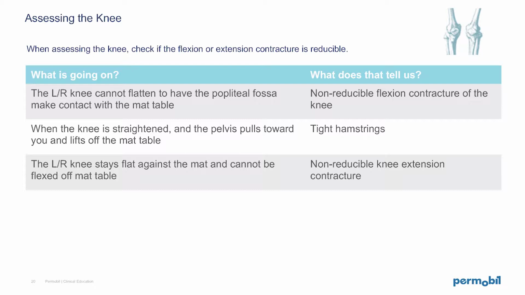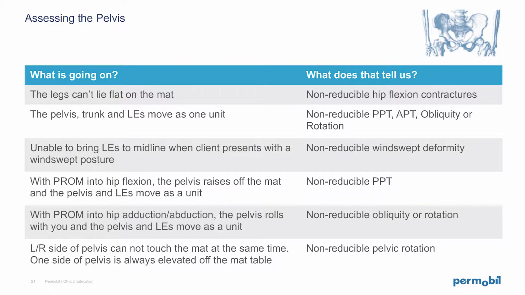And then lastly, if the left or the right knee stays flat against the mat table and you cannot passively flex it into flexion, then you're probably dealing with a non-reducible knee extension contracture. And again, we'll have to accommodate for that in your wheelchair system. If I move on to the pelvis and I'm testing to see if what I'm looking at is reducible versus non-reducible, if the client's legs, again, can't lie flat on the mat when you're trying to passively bring the hips and knees into full extension, then this triggers us to know that we're dealing with a non-reducible hip and knee flexion contracture.